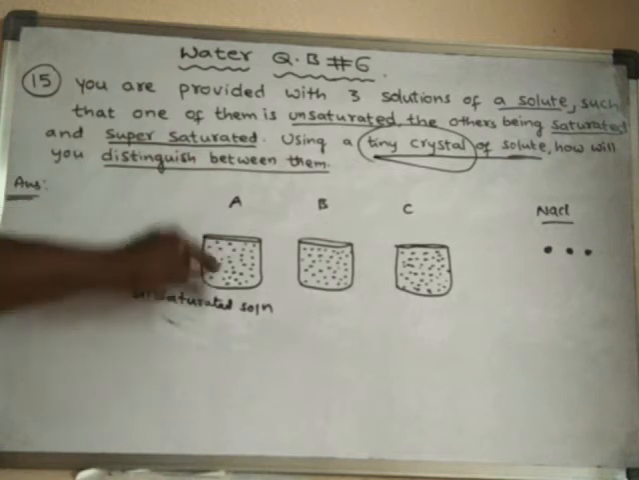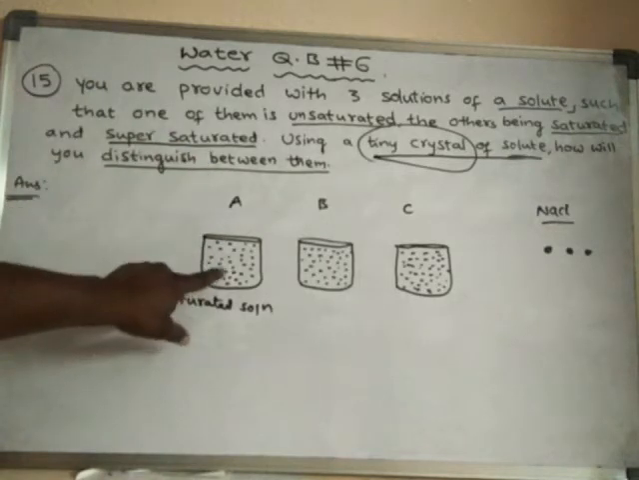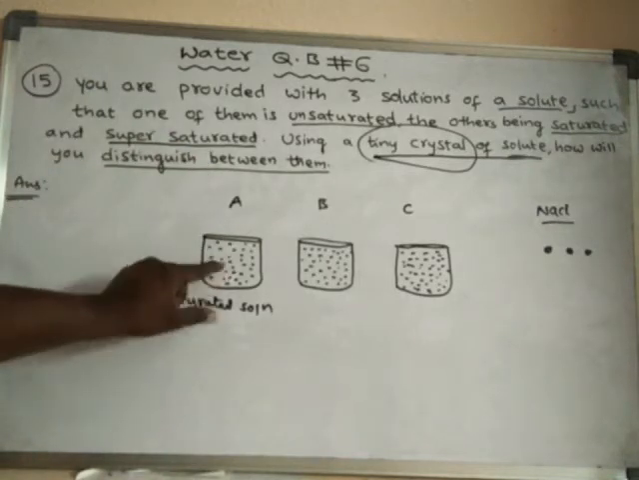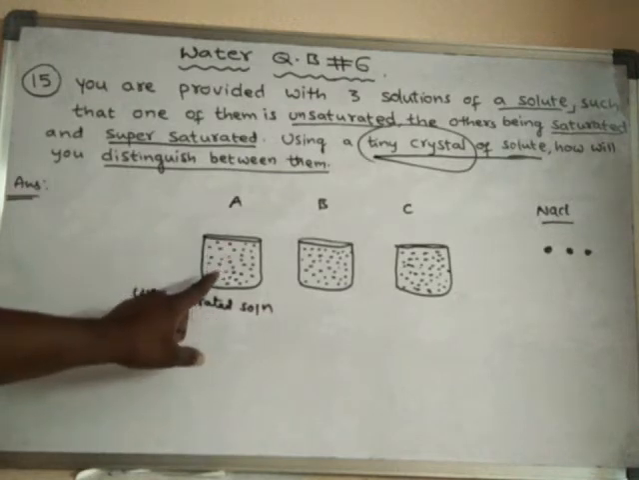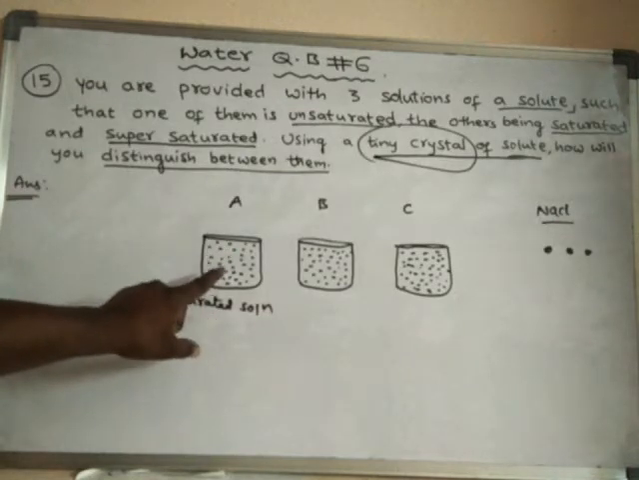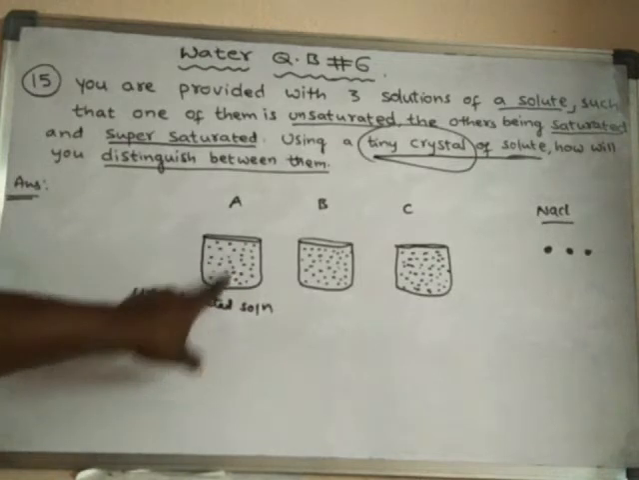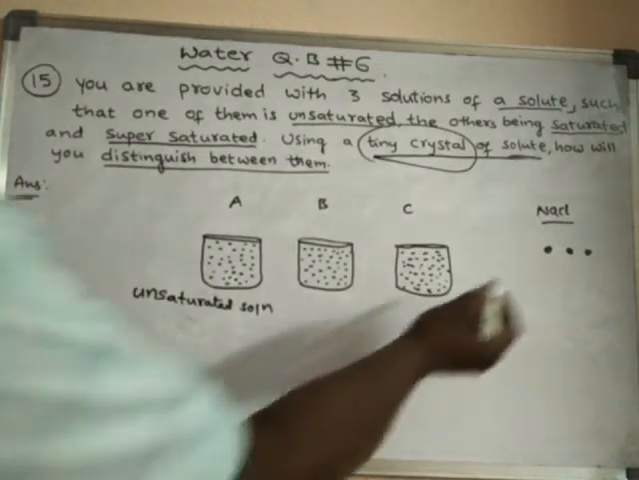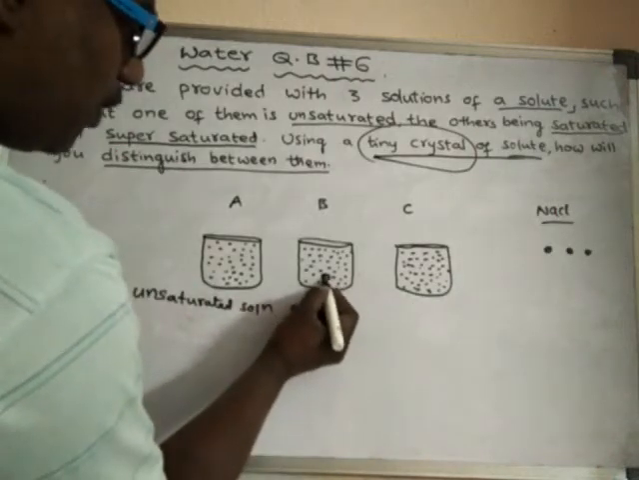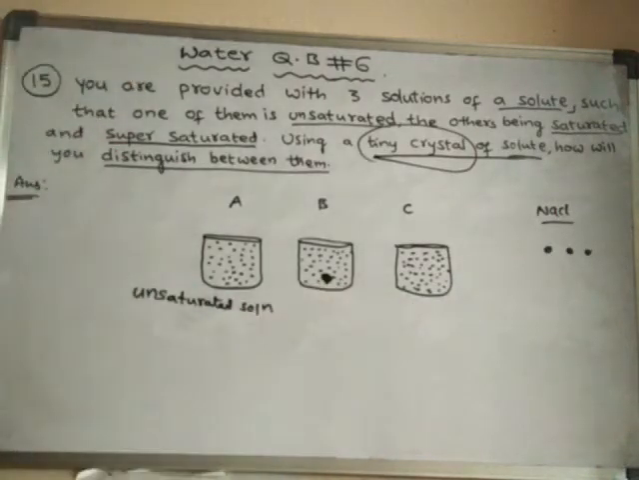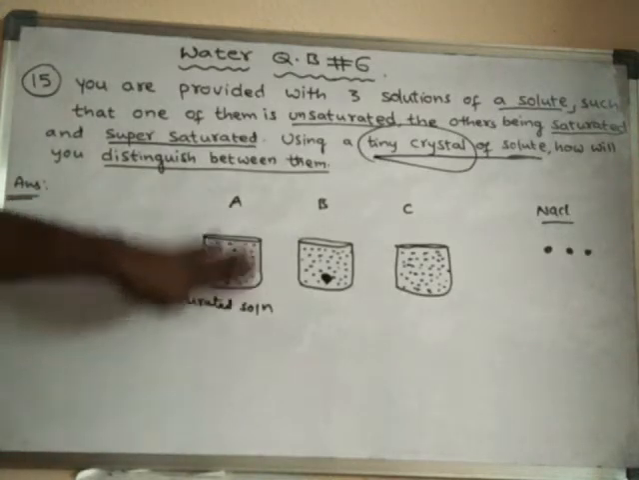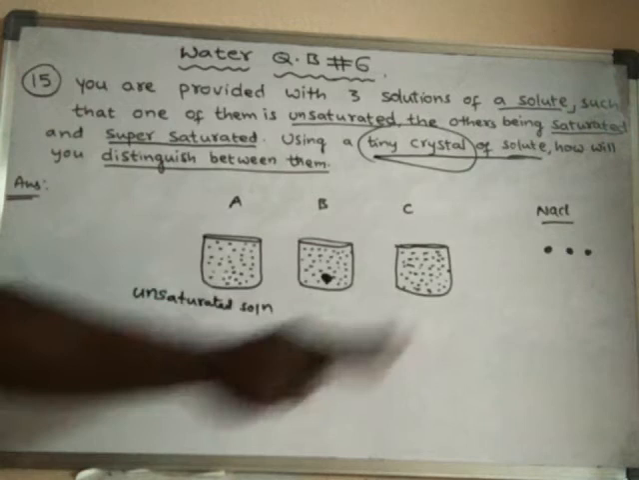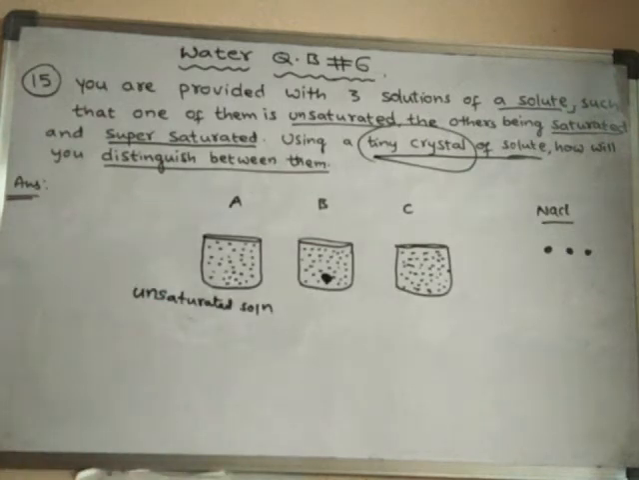Suppose I keep a sodium chloride crystal into this one, and if that sodium chloride crystal is dissolved in this solution, then this particular solution is called an unsaturated solution. So this is finished. Now out of these two, which one is saturated and which one is unsaturated?